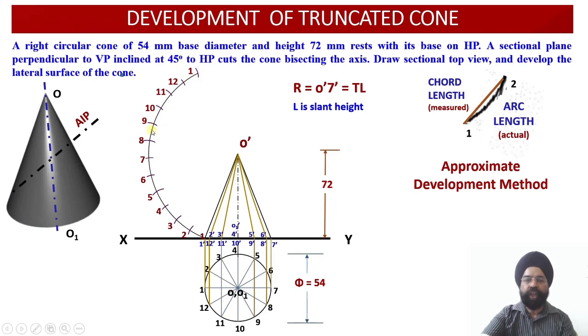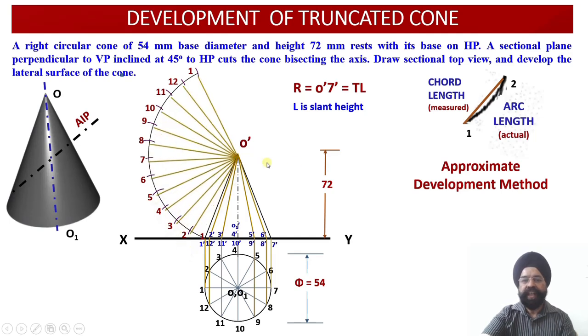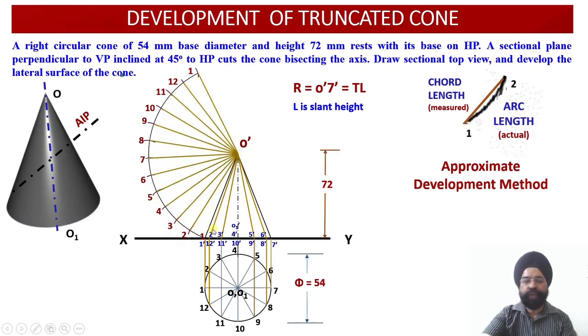So having drawn 12 arcs, from this center all the radiating artificial generators need to be drawn with a 2H pencil. Just see, now I am going to join O dash with all these points of the arcs. Now this is the development of the cone which has not been cut. Okay, so the first portion we have completed, that is, without cutting, the development has been prepared over there.